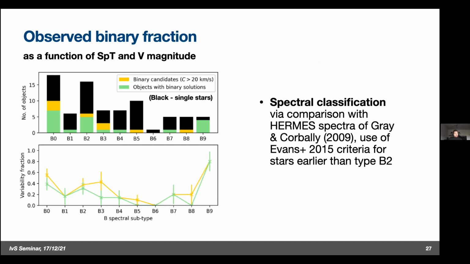So now we have our observed binary fraction for the stars, and we can start investigating this a bit more. We also know that we have B stars from almost the entire mass range of B stars. We find this from doing spectral classification of these stars, comparing with standards that have been observed mostly by HERMES. On the top left, in black, we have single stars. In yellow, we have the binary candidates I mentioned, and in green, objects with binary solutions. There's a suggestion of a trend where from B0 to B4, for example, the binary fraction seems to decrease.